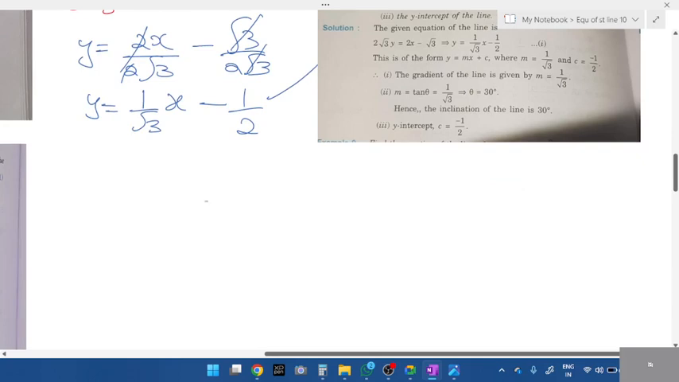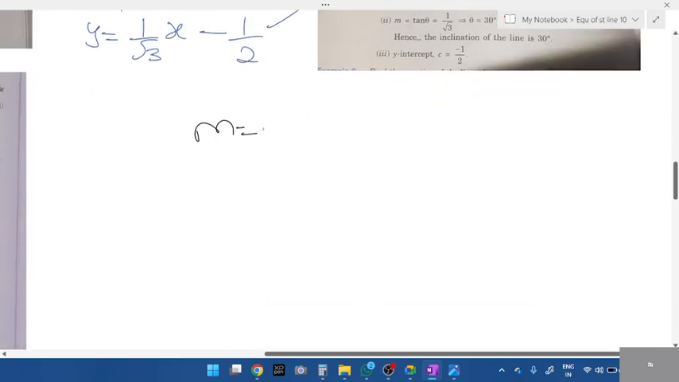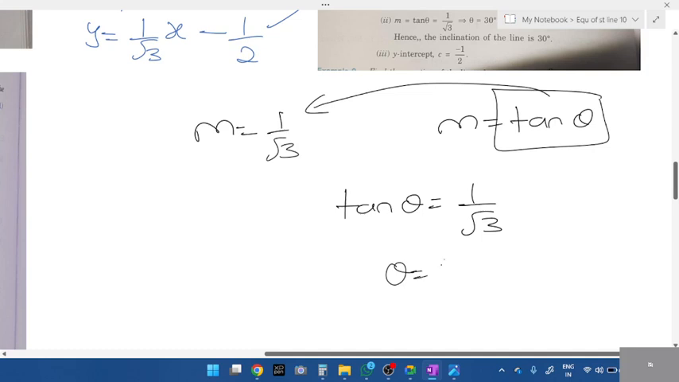Okay, what is the m value we got? m is equal to 1 by root 3. How do you find the value of m when it is given? Tan theta. Compare this. What is tan theta? Tan theta is 1 by root 3. Then what is the theta value? Which answer gives theta? 30 degrees. All of you understood the calculation?